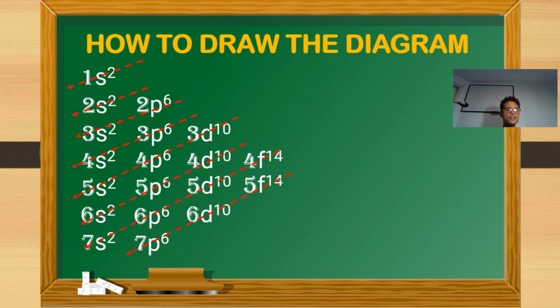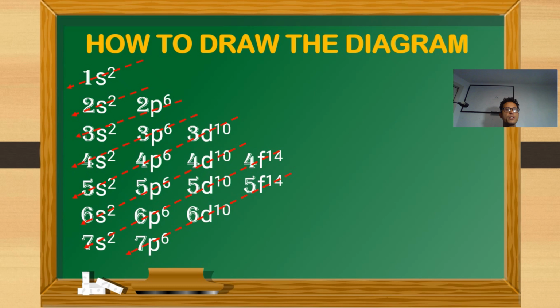5f14 6d10 7p6. So you read the diagram, you fill up the electrons from top to bottom and from tail to head of each arrow. So the first 2 electrons you have will be placed in the 1s2. The next 2 electrons in the 2s. If you still have electrons, then you put them preferentially in the 2p, and then 3s, and then 3p, 4s, 3d, 4p, 5s, until you distribute all electrons.